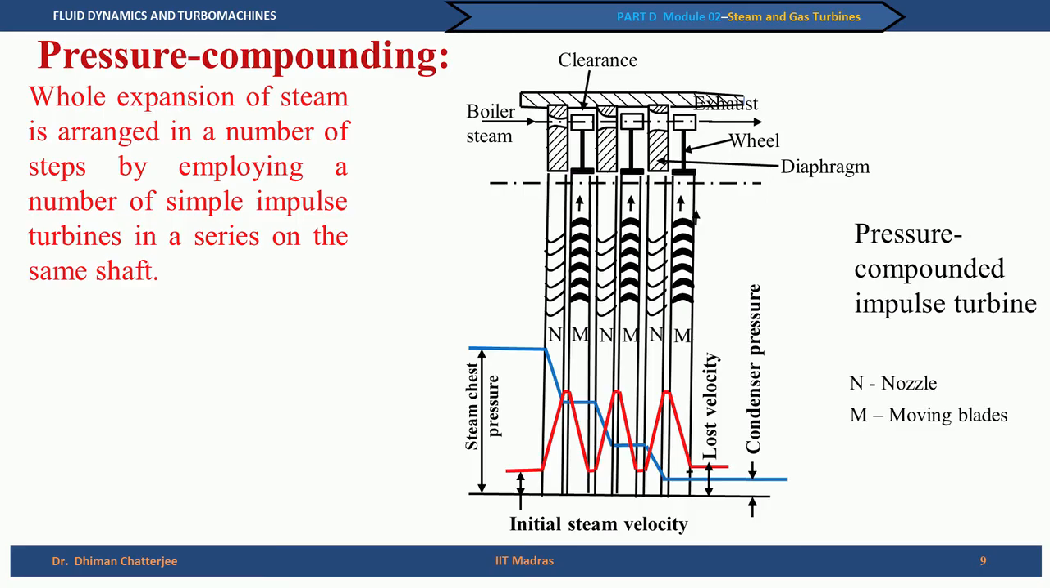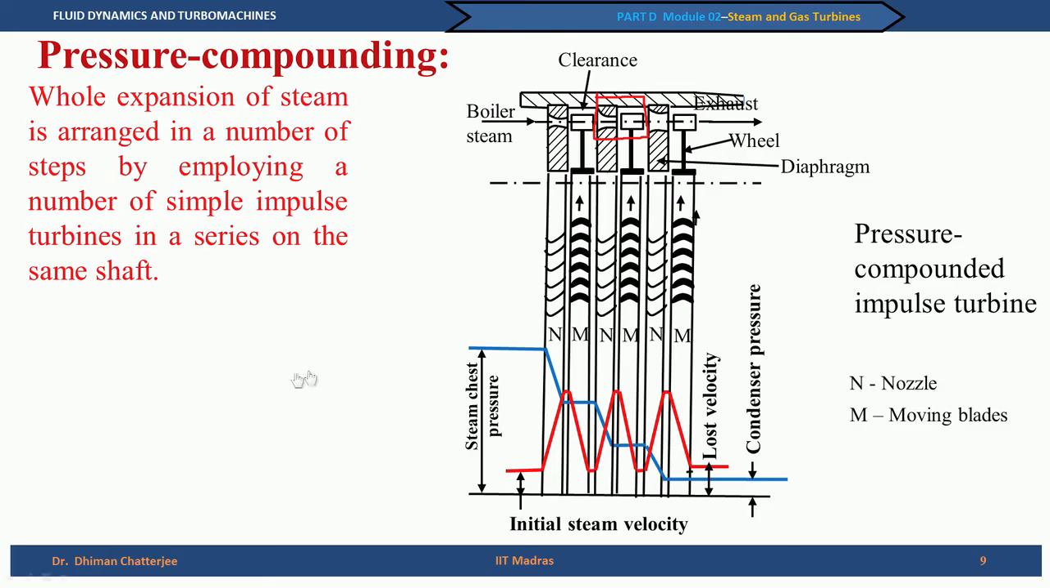For example, the first one can be called a first stage, because we know that a simple impulse turbine has a nozzle and the rotor or the moving blade, and then this is a second stage, third stage, and so on and so forth. So, we can say that a typical stage comprises this unit, a nozzle and a rotor. So, this is called a stage, and hence pressure compounding is essentially nothing but the simple impulse turbine in stages.